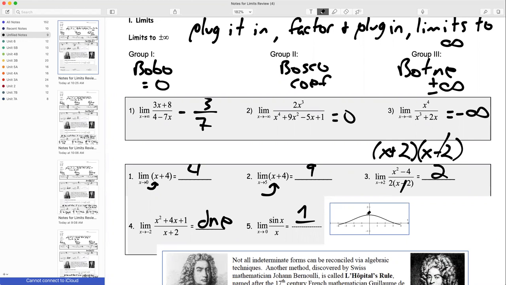So for number 3, there's a hole at -2, or would be +2? There's a hole at +2. Oh, see, there's like filter signs.